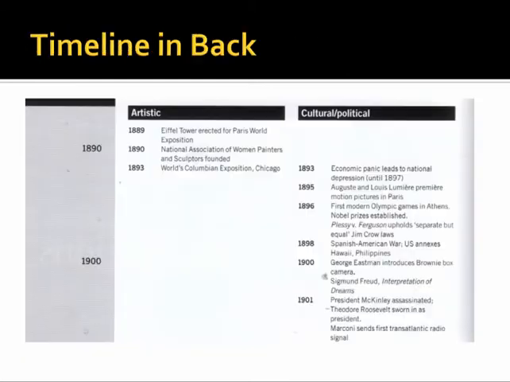There's a timeline in the back of the book that gives you year-by-year highlights from art history and from American cultural history. This can be really valuable when you're composing papers and exams in this class.